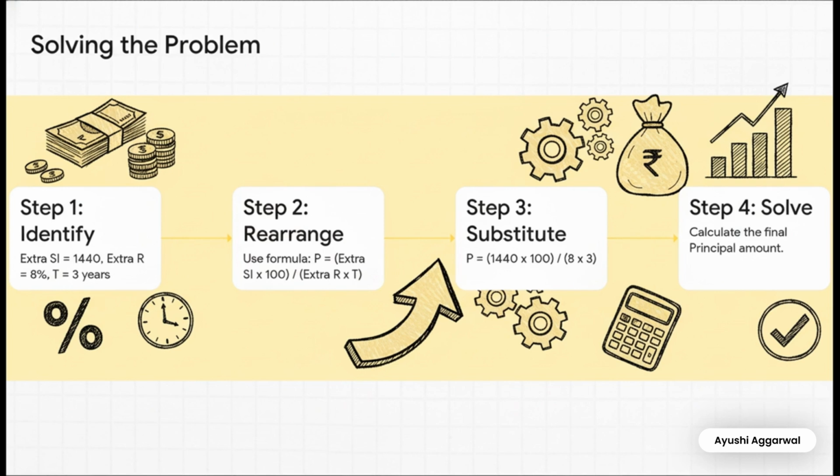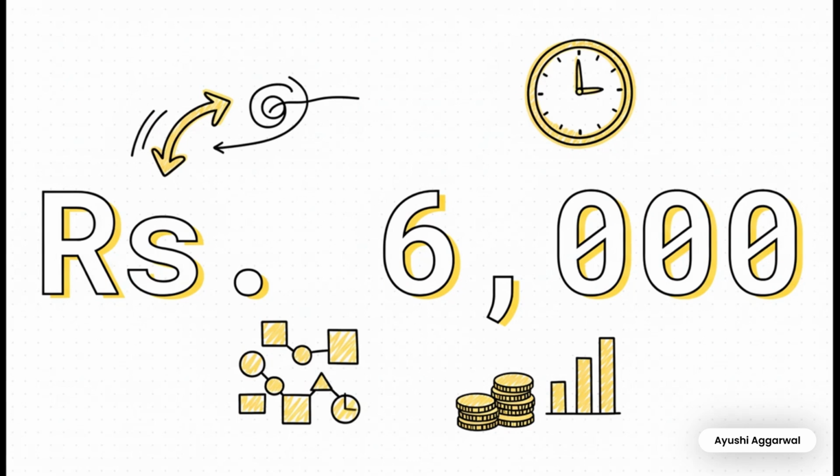P equals 1440 times 100 divided by 8 times 3. So on the bottom, we have 8 times 3, that's 24. And 1440 divided by 24 is 60. A little quick math, 60 times 100, and boom, our principal is 6,000 rupees. Just like that, we got the answer directly without any complicated steps. That's the power of focusing only on the change.